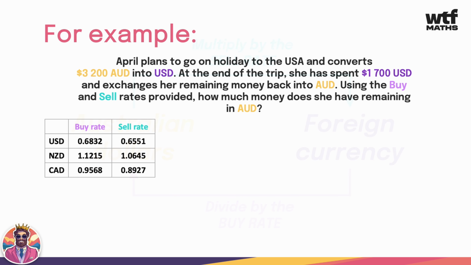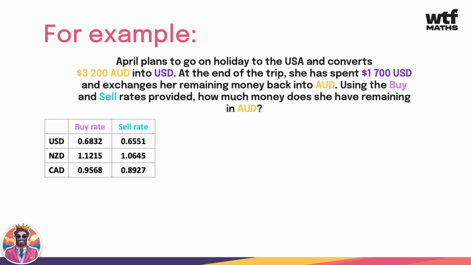So for example, April plans to go on a holiday to the United States and converts 3,200 Australian dollars into USD. At the end of the trip, she's spent 1,700 USD and exchanges her remaining money back into Australian dollars. Using the buy and sell rates provided, how much money does she have remaining in Australian dollars?